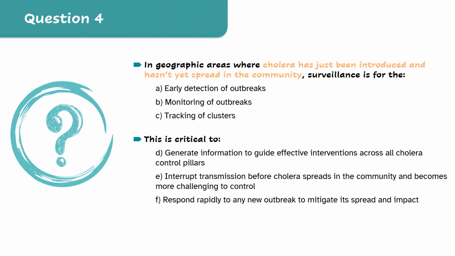Question 4. This is the last question. In geographic areas where cholera has just been introduced and hasn't yet spread in the community, surveillance is for the A. Early detection of outbreaks. B. Monitoring of outbreaks. C. Tracking of clusters. This is critical to D. Generate information to guide effective interventions across all cholera control pillars. E. Interrupt transmission before cholera spreads in the community and becomes more challenging to control. F. Respond rapidly to any new outbreak to mitigate its spread and impact.